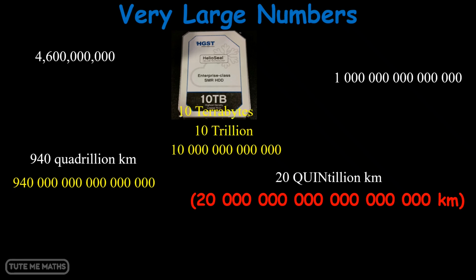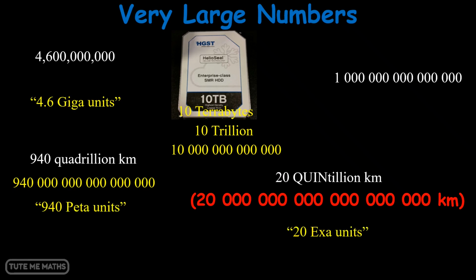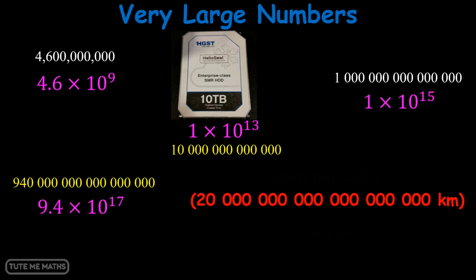One way to deal with such large values is to use the different prefixes, such as tera, giga, etc. Or we could use special naming conventions such as billion, trillion, and so on. You can watch the video on metric prefixes to learn more about these. In this video, we will see how scientific notation allows us to write any large number in a nice, succinct format.